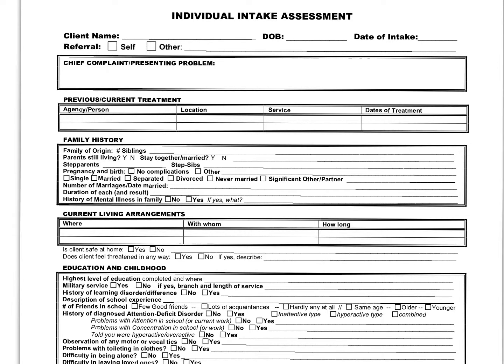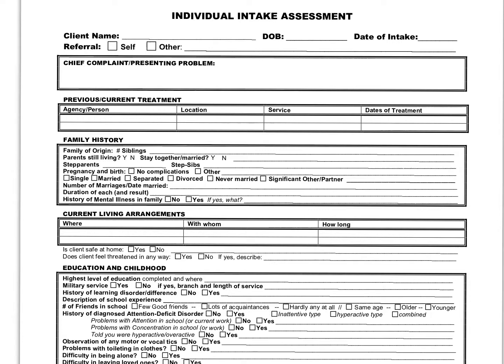Do you have any brothers and sisters? Are your parents still living? If so, are they still together, still married? If not, what happened? When did they separate? When did they get divorced? How old were you when that happened? Do you have any step-parents if they're remarried? Any step-siblings?